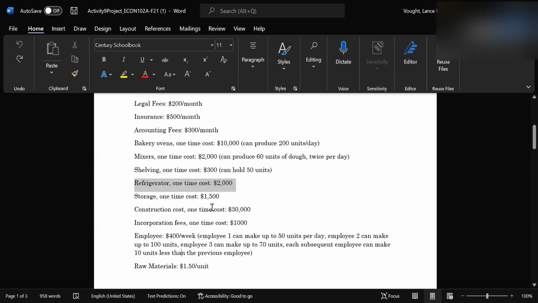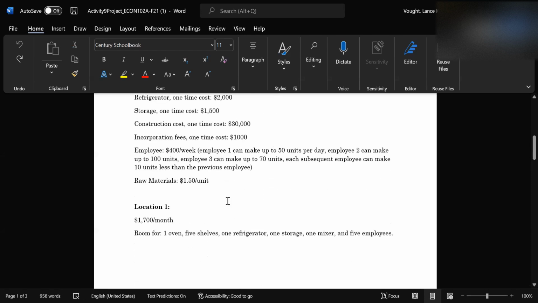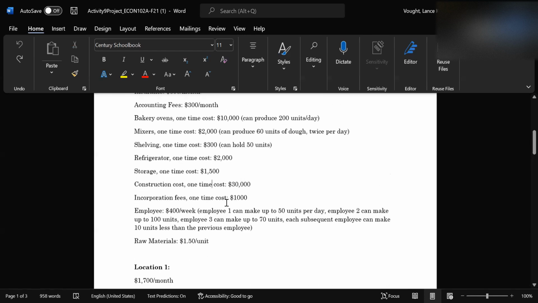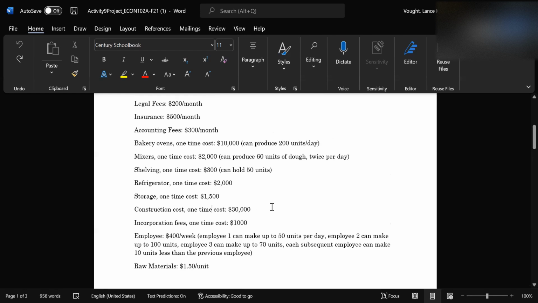Where do we put the construction and the refrigerator, and what is that if that's not a fixed cost? It's part of the loan. Okay, it's part of the loan, so we don't actually have to add it in at all. No.